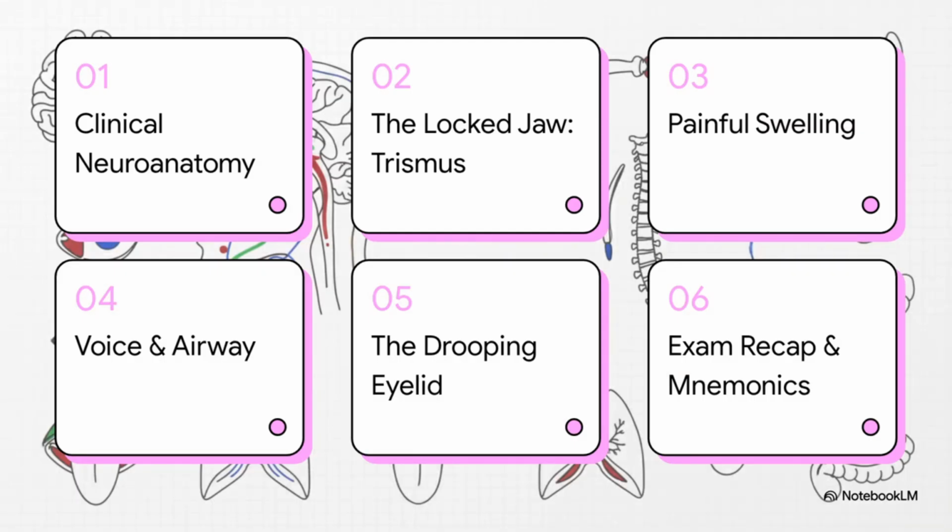Okay, here's our game plan for this session. We'll start with a quick overview. Then, around the 45-second mark, we'll tackle our first case, the locked jaw. At about 1.5 minutes in, we'll move on to painful swelling in the parotid region. Next up, around 2:30, we'll get into the critical anatomy of voice and airway. Then, at 3:15, we'll investigate the drooping eyelid, and we'll wrap it all up at about 4:15 with a rapid-fire exam recap and some really useful mnemonics.